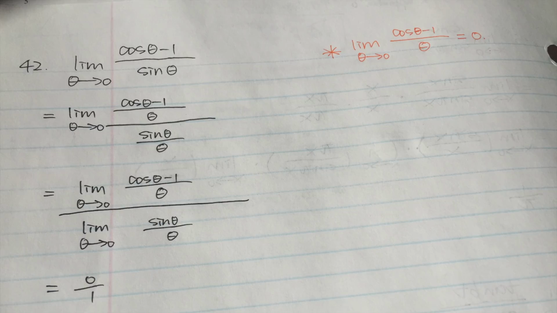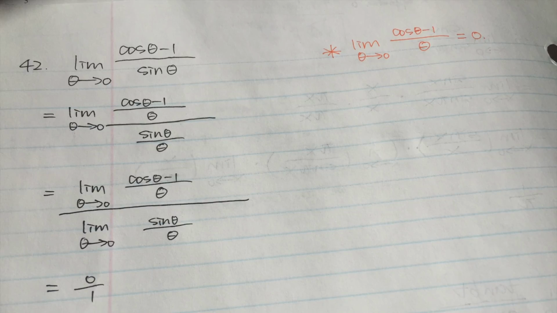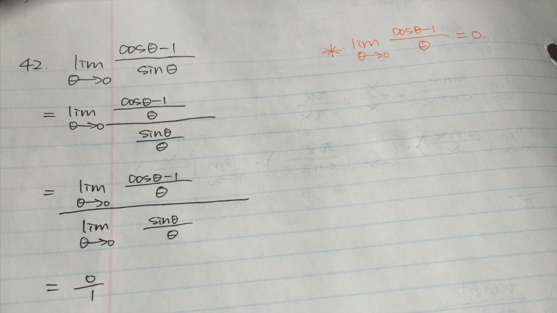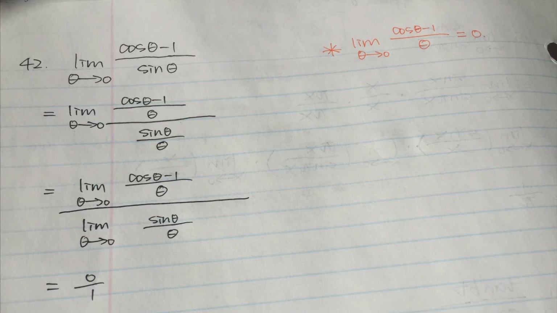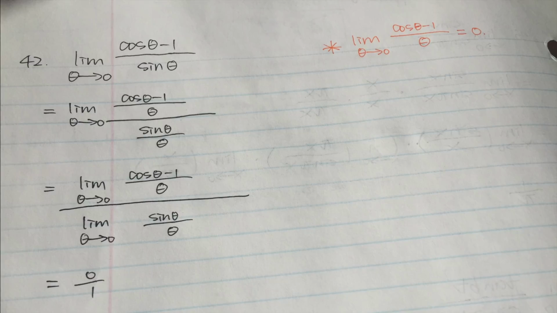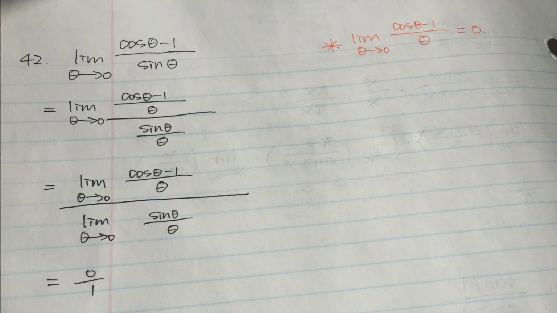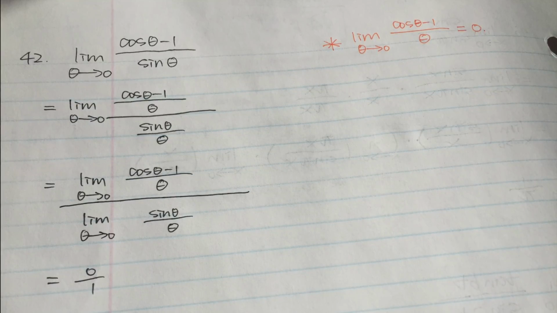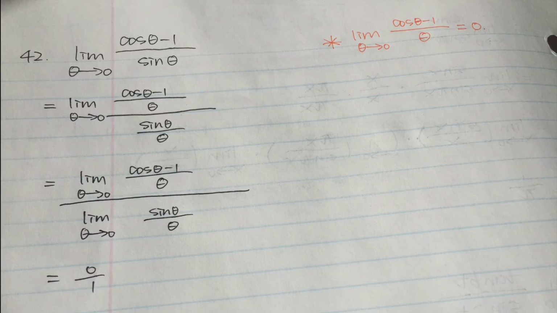The third question is find the limit of cosine theta minus 1 over sine theta as theta approaches 0. For this question, we need to know that limit cosine theta minus 1 over theta as theta approaches 0 is equal to 0. I write it in orange.